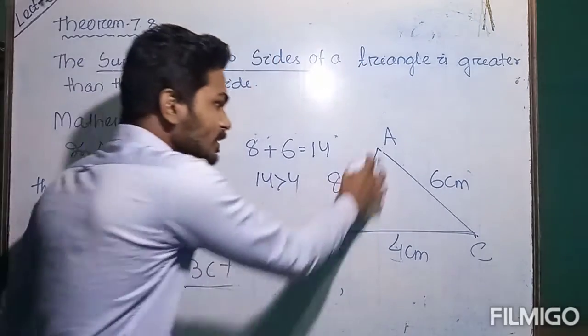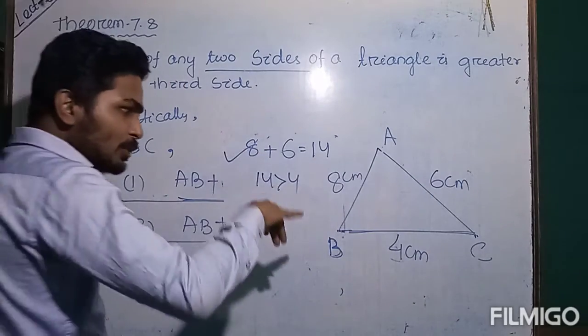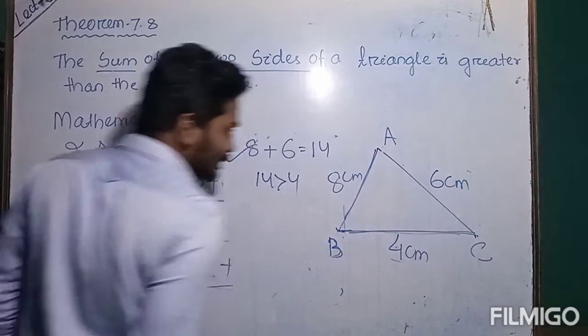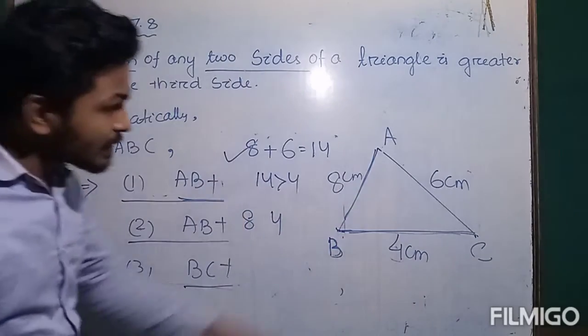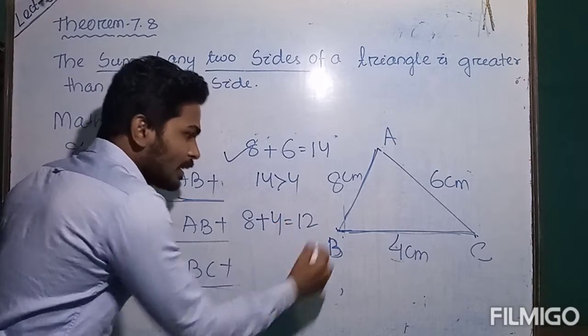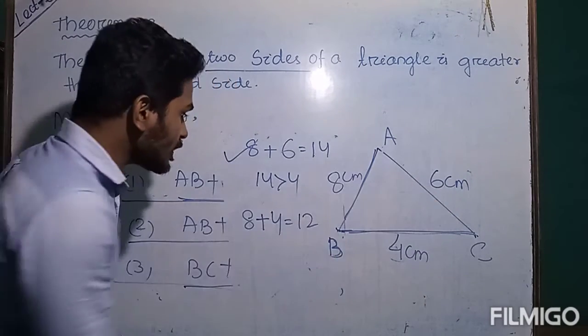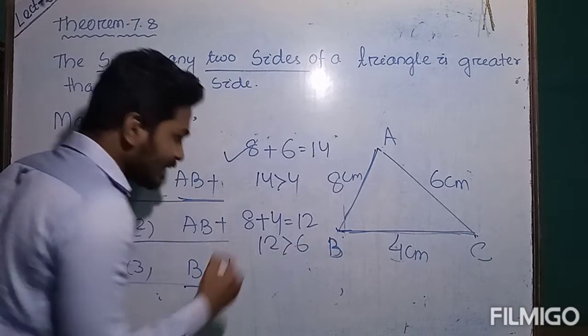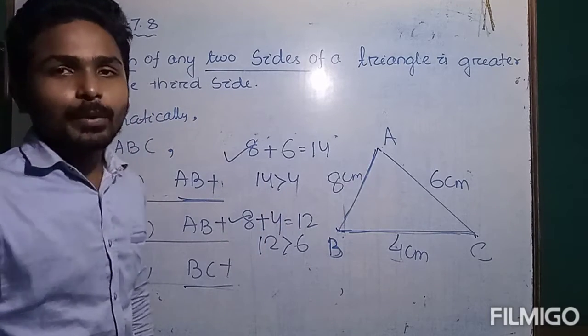Next, if we choose this side with this side, let's say this is 8 and this is 4, then the third side is this. Let's add them: 8 plus 4 is 12. So can we say 12 is greater than the third side? Definitely, 12 is greater than 6. It is very clear. So this condition also holds good for theorem 7.8.